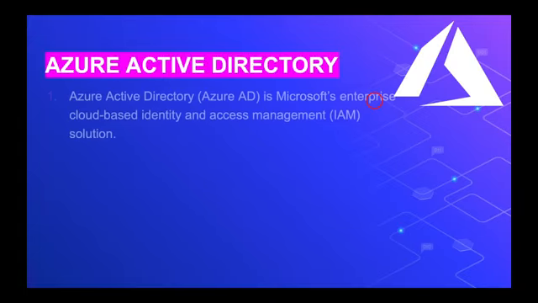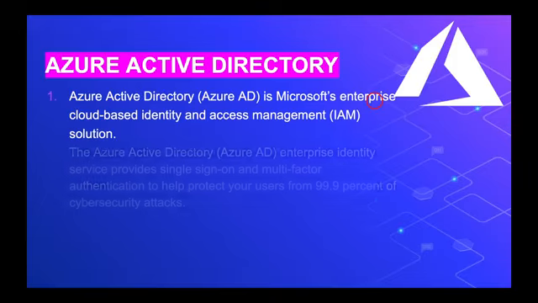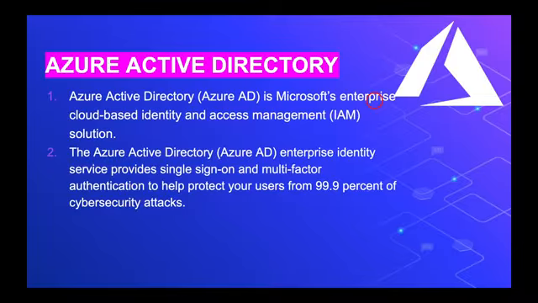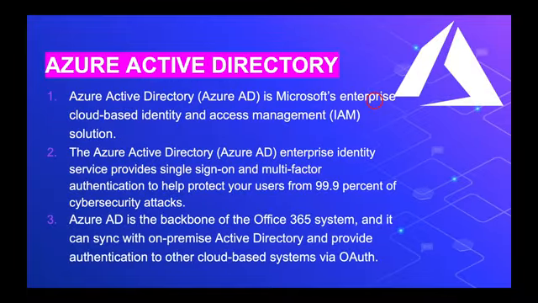So Azure Active Directory is a Microsoft enterprise cloud-based identity and access management solution, guys. So this is an IAM solution. Azure Active Directory Enterprise Identity Service provides single sign-on and multi-factor authentication to help protect your users from 99% of cyber security attacks. It's going to be the backbone of the Office 365 system, and it can be synced with on-premise Active Directory and provide authentication to other cloud-based systems via the OAuth protocol.